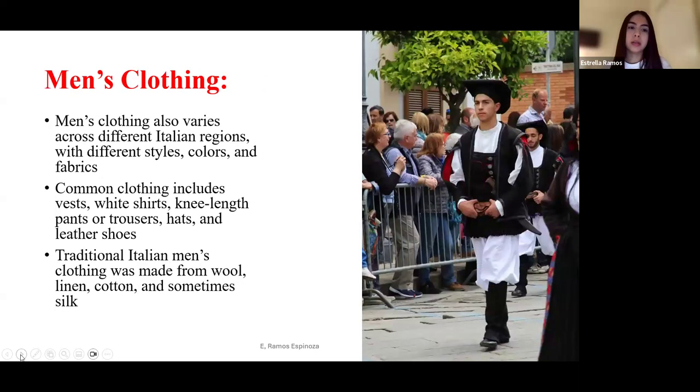Now moving on to men's clothing. Men's clothing also varies across different Italian regions with different styles, colors, and fabrics. Common clothing includes vests, white shirts, knee-length pants or trousers, hats, and leather shoes. Traditional Italian men's clothing is made from wool, linen, cotton, and sometimes even silk.